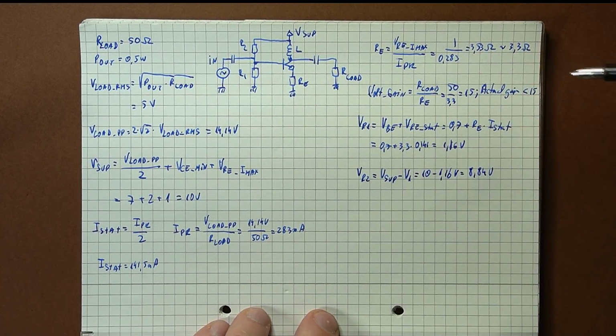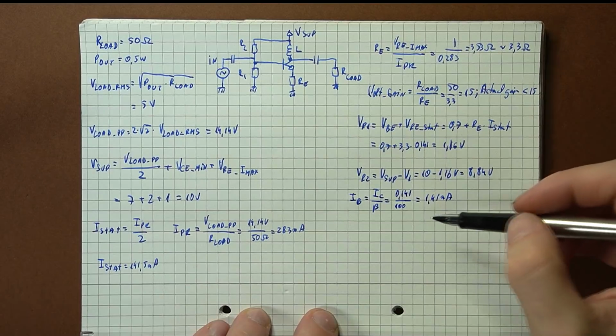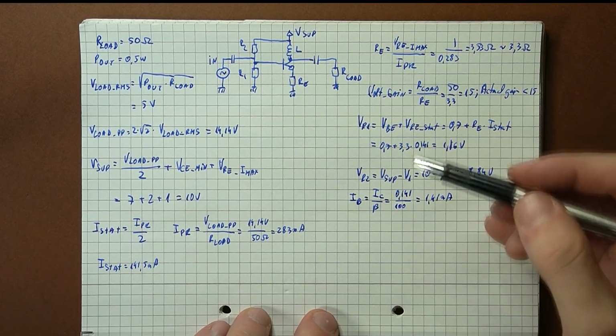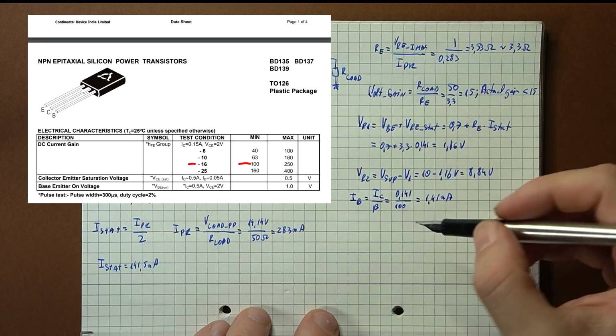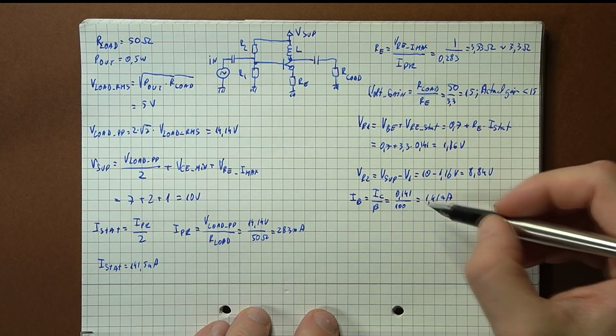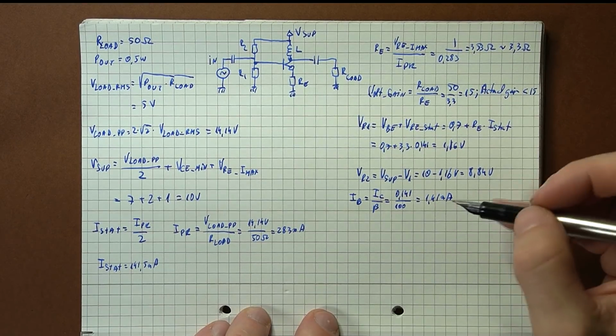Next, we need to work on the currents. And the first thing to calculate is the base current of the main transistor. So this is calculated based on the collector current and the gain factor. For the exact transistor that I'll be using, I have a minimum gain of about 100, and the static collector current is 141 milliamps. So this gives us a base current of 1.41 milliamps.